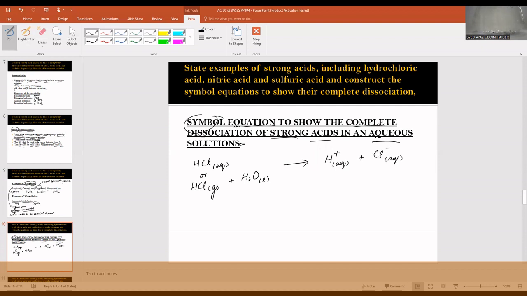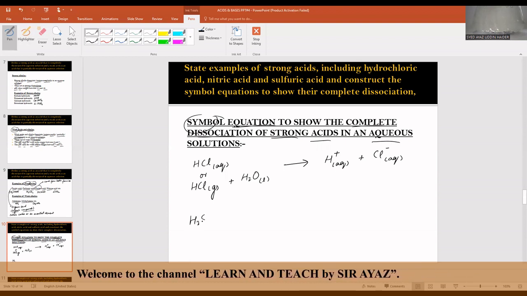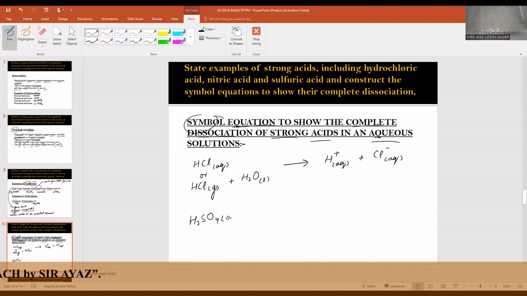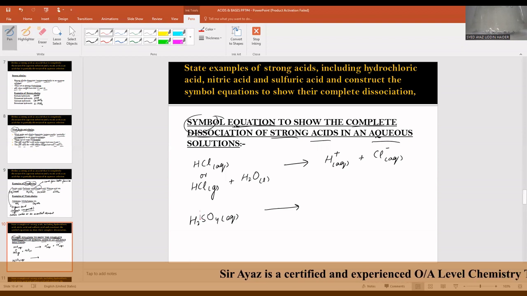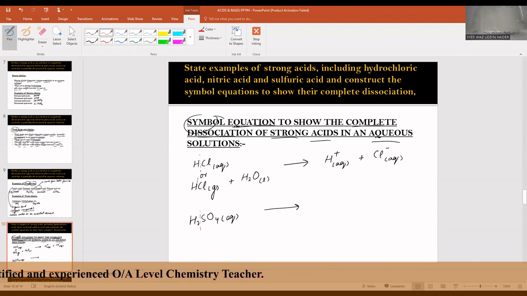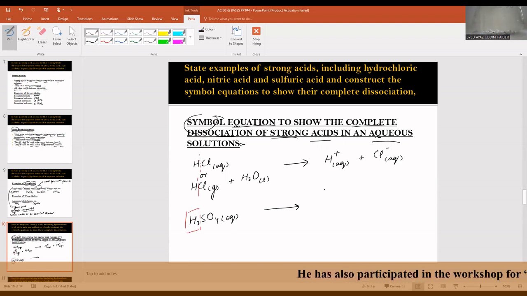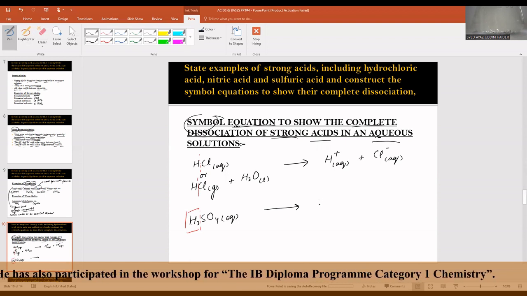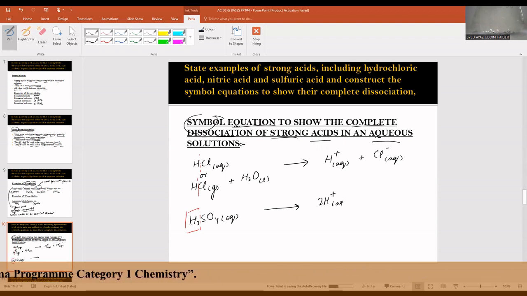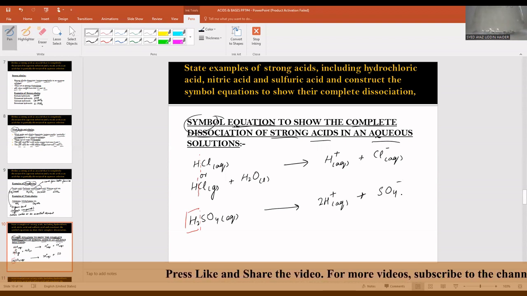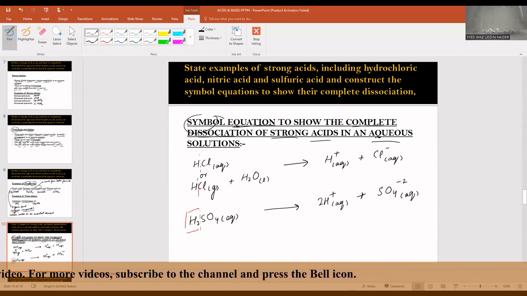Similarly, you can write or construct the complete dissociation for H2SO4, which is sulfuric acid. H2SO4. Dissociation occurs between these two. You will not get H2, you will get H positive ion. You have two H here, so you write 2H positive ion. And the other will be sulfate ion. You know the charge on sulfate ion, which is -2. So this will be the complete dissociation for sulfuric acid.